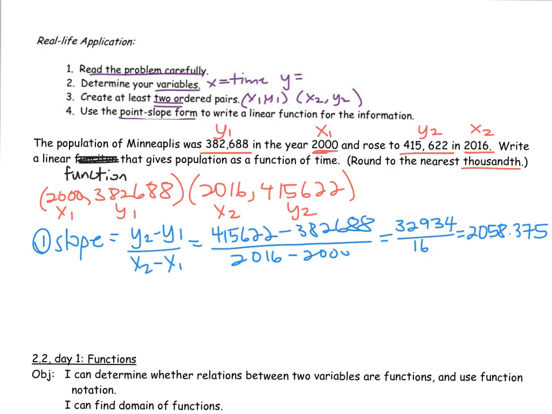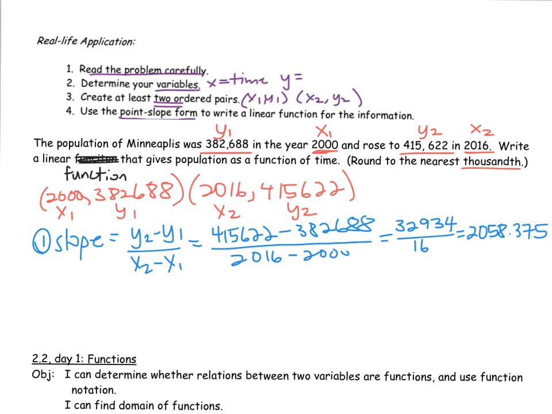Did you get a slope of 2058.375? That's actually the exact slope. 32,934 divided by 16 rounded to the nearest thousandth is exactly 2058.375. The slope identifies the change in population each year. That would mean in Minneapolis, on average, the population increased by just over 2,000 people per year.